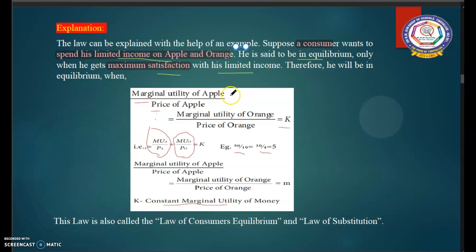When the marginal utility of apple divided by the price of apple equals the marginal utility of orange divided by the price of orange, that is called K.